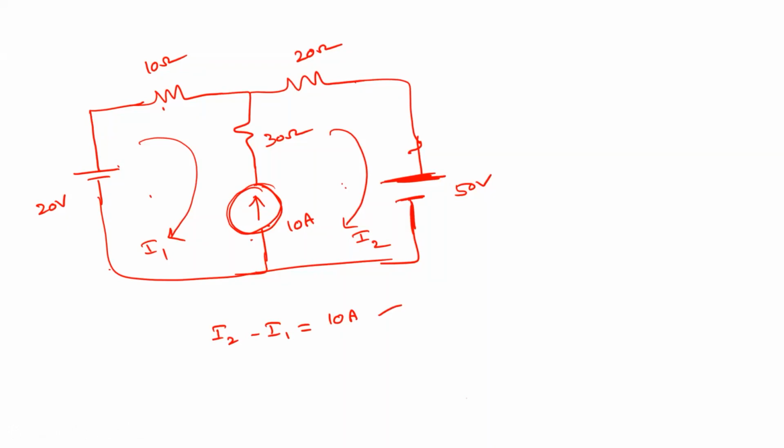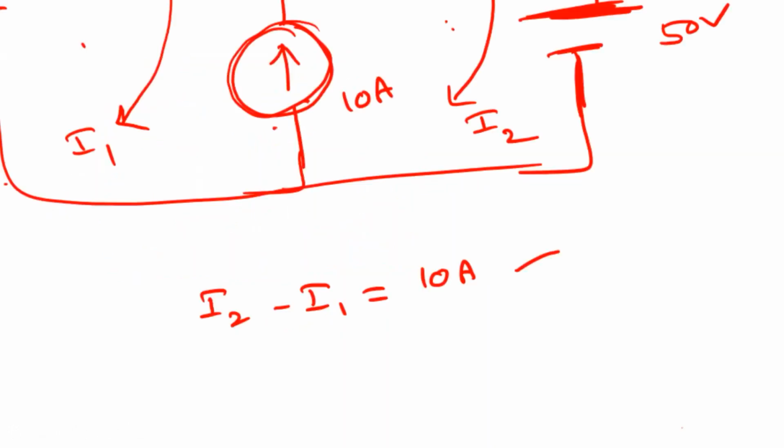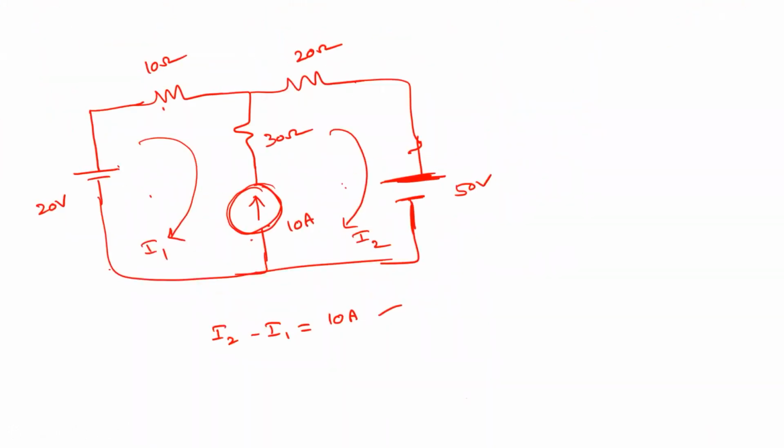Right? You have no other data except this equation, I2 minus I1 equal to 10 amperes. That is the only thing you know. So for these cases, we have a concept called super mesh. We will exclude these elements for the time being. Wherever this current source is common, in that particular case, we will exclude these elements.